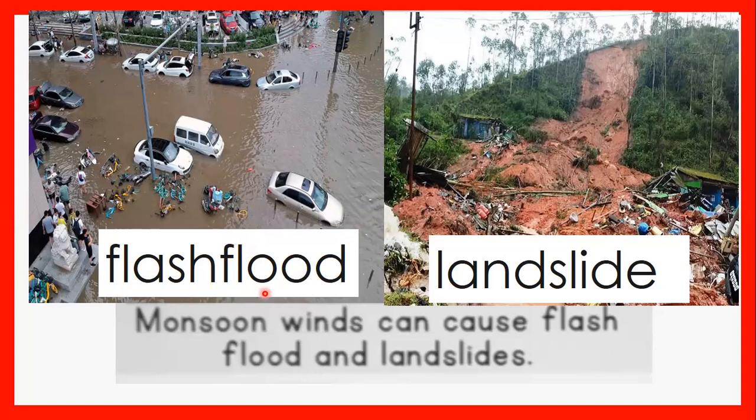F-L-A-S-H F-L-O-O-D. Flash flood. Flash flood is a sudden mass of water covering the areas where people live. The flash flood is a large amount of water that suddenly covers the residents of people. And number two, landslide. L-A-N-D-S-L-I-D-E, landslide is the flow of the mass of the land from the mountain. And when it happens, it causes a lot of damages. The monsoon winds can cause flash flood and landslides. The flash flood and landslide occur because of the wind or the monsoon.